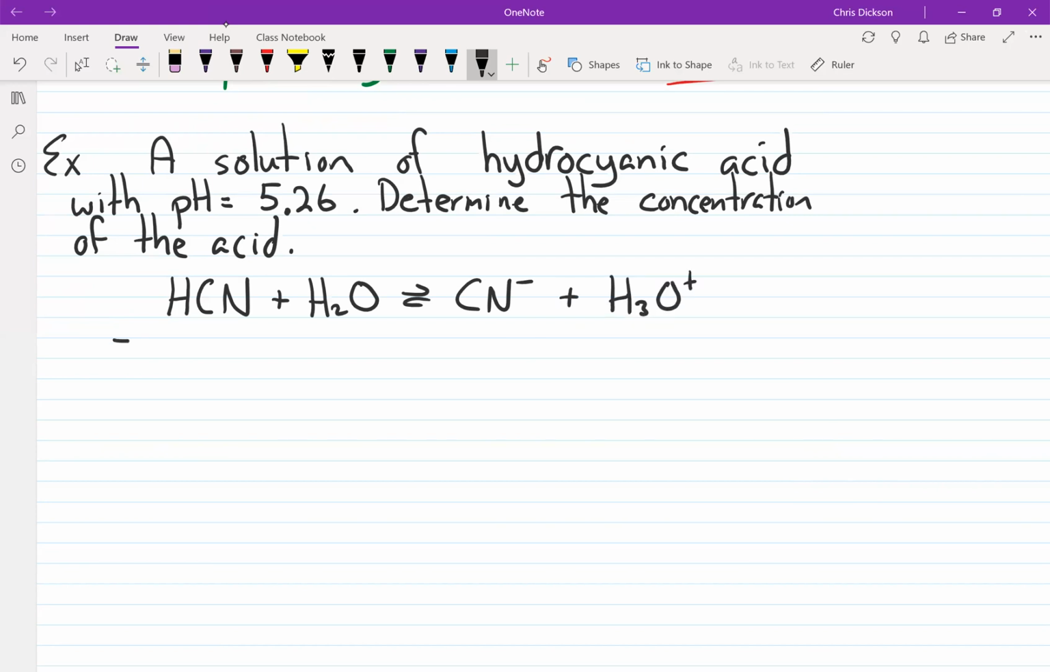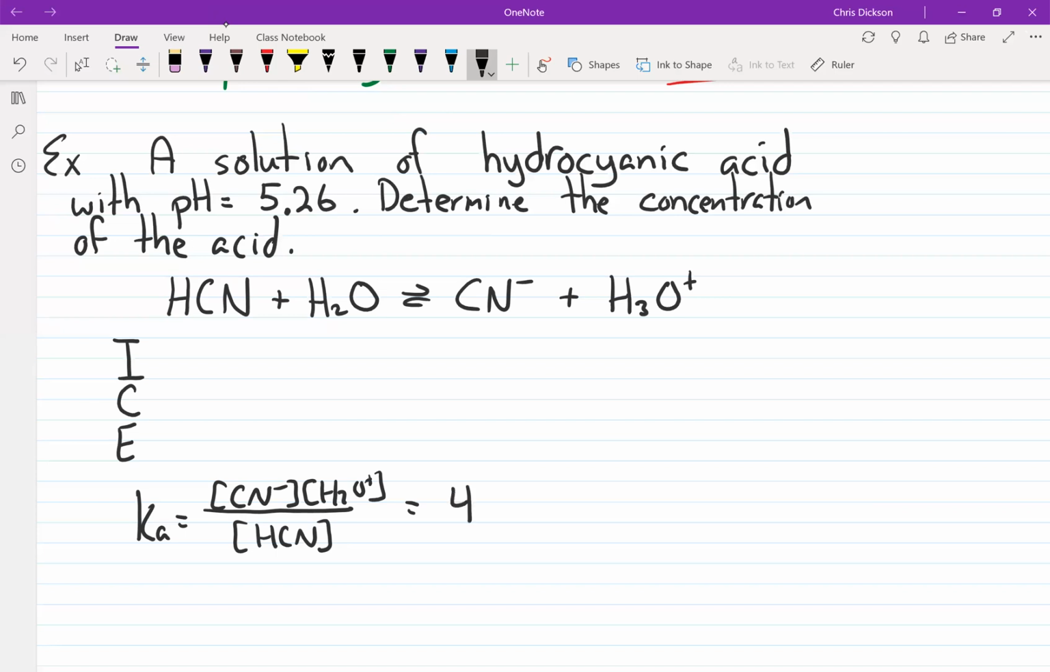And we know that there would have been an initial amount, and then it would have shifted. A change and an equilibrium. So I'm going to do another ice table question here. And what I would do right off the bat is write my Ka expression, which is the cyanide ion multiplied by hydronium, all over the concentration of the HCN. And I know from the data table, HCN is 4.9 multiplied by 10 to the minus 10.